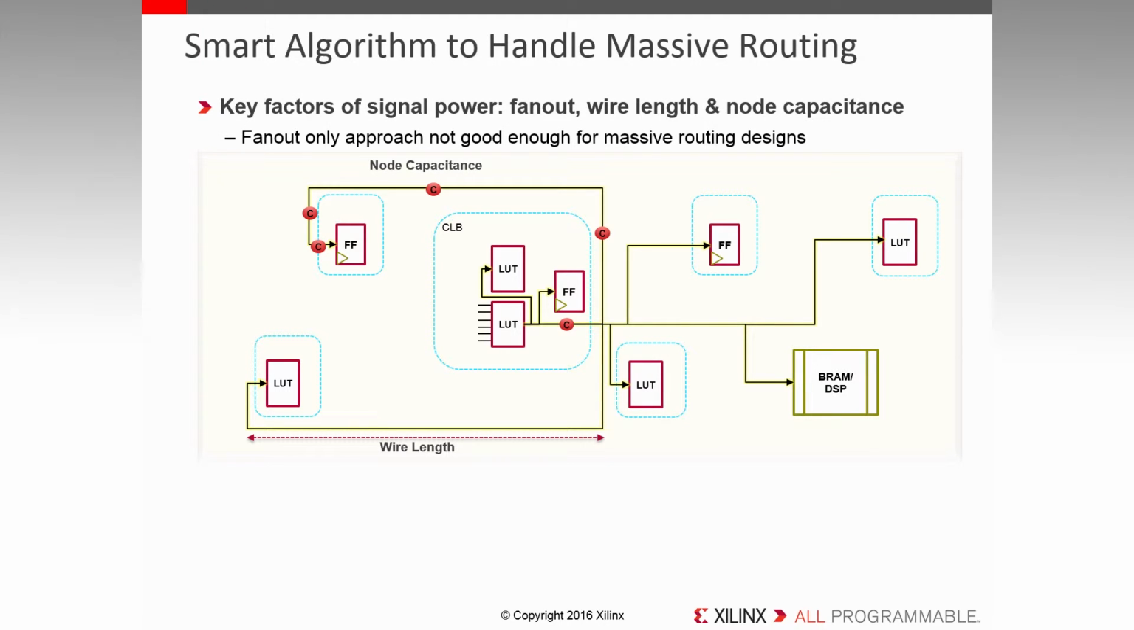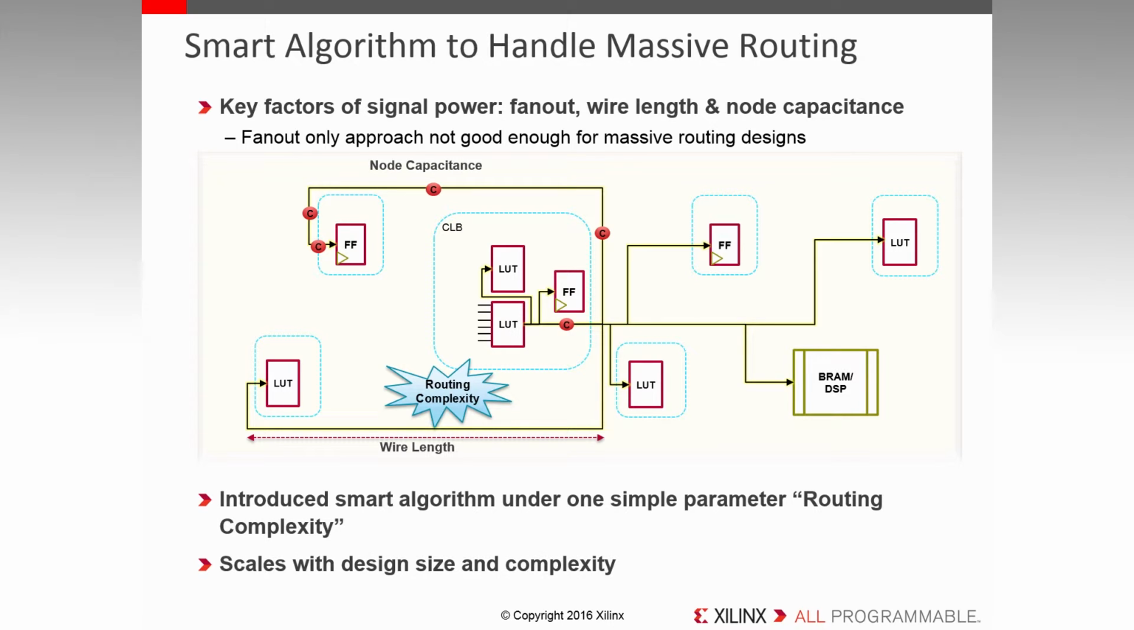So we need to consider all these key factors to accurately estimate the signal power. We realized that we really need a holistic approach to handle heavier and complex routing structures in UltraScale and UltraScale Plus. We introduced a smart algorithm called routing complexity in XPE by replacing legacy fanout based logic specification. All the key factors influencing signal power are nicely wrapped in this approach based on physical implementation of routing complexity. More importantly, this new algorithm scales with the design size and complexity level in both UltraScale and UltraScale Plus devices.